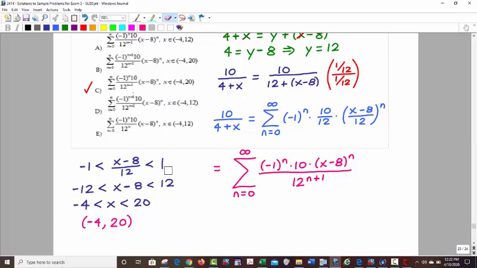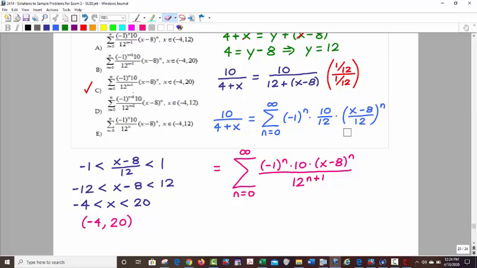And then multiply all parts by 12, and then add 8 to get rid of the minus 8 in the middle. And you'll get negative 4 and 20. So the interval of convergence is negative 4 to 20. All right, okay, one little manipulation here, but it's not as bad as some of the others.